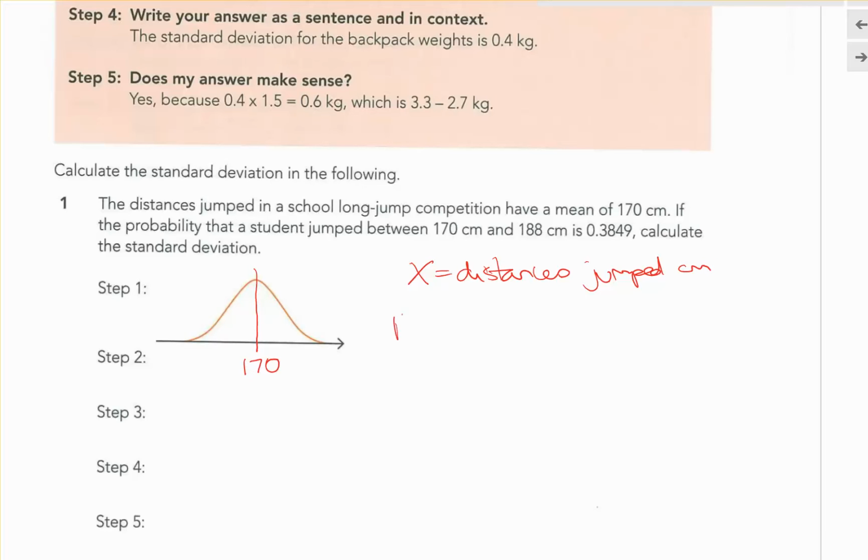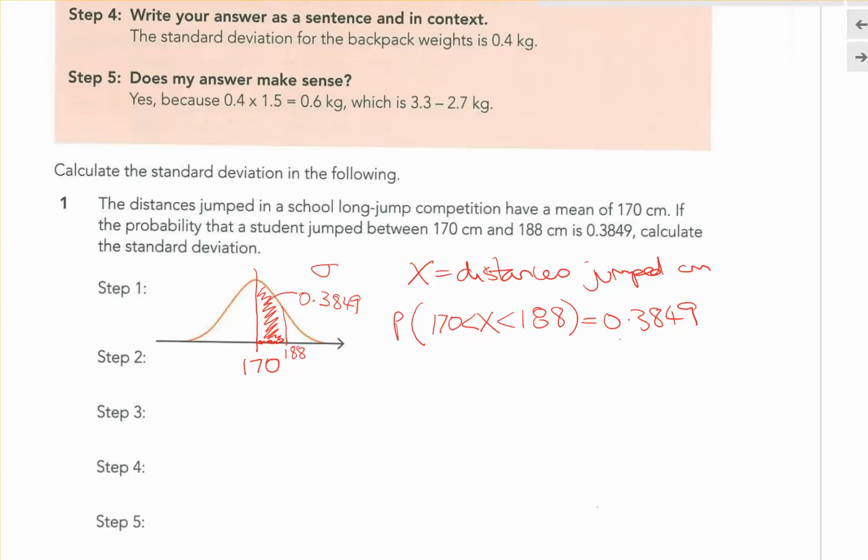This time we're told there's a mean of 170 centimetres. Now if the probability that a student jumps between 170 and 188 is 0.3849, we're asked to find sigma. So the probability of jumping a distance between those is the same as the area under the curve between the two numbers, and we're told that that area there is 0.3849.